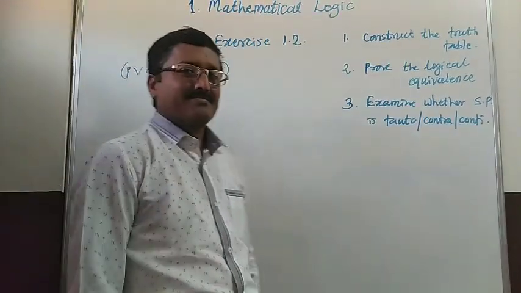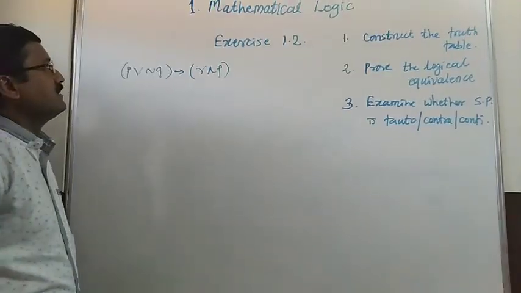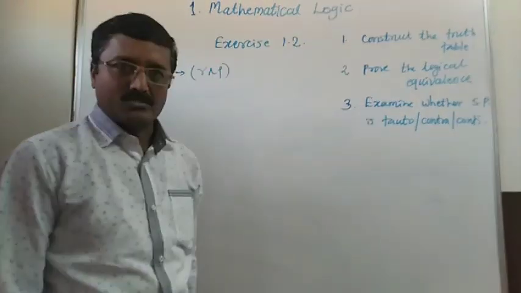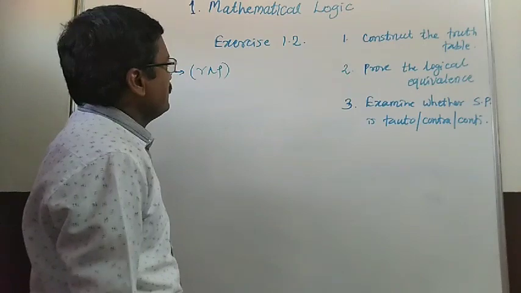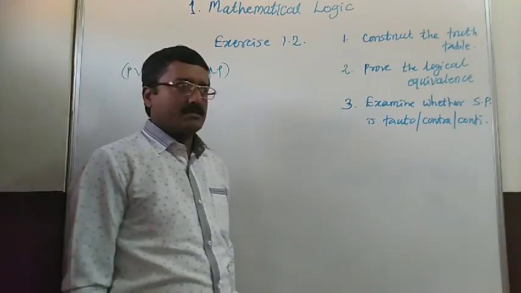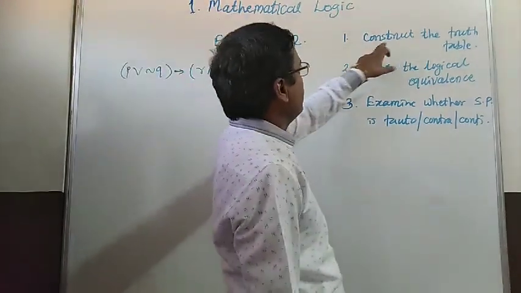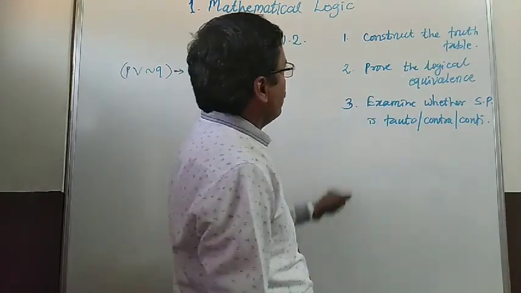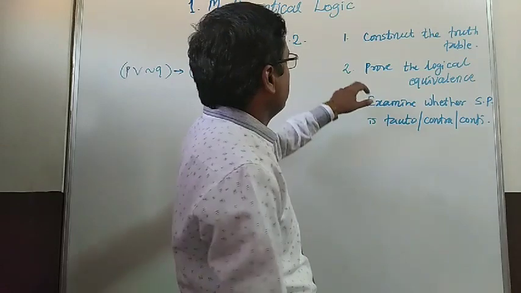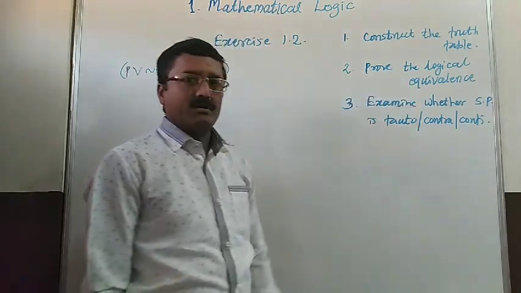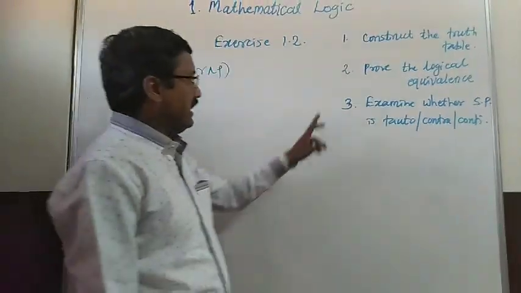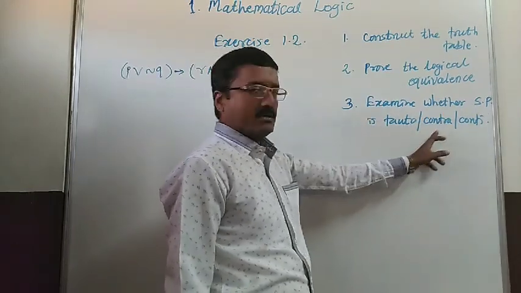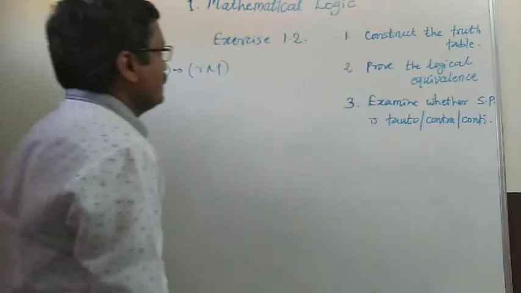Hello students, today we will see exercise 1.2 of the first topic, mathematical logic. There are three types of examples in this exercise. One, the construction of the truth table of the given statement pattern. Second type, prove the logical equivalence of two given statement patterns. And third, examine whether the statement pattern is a tautology, contradiction or contingency.